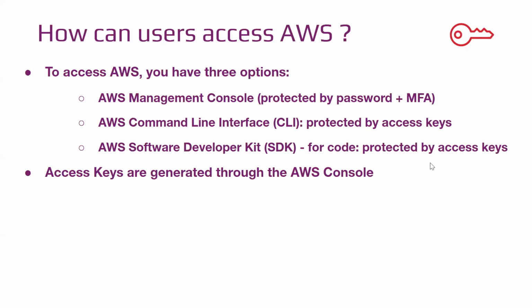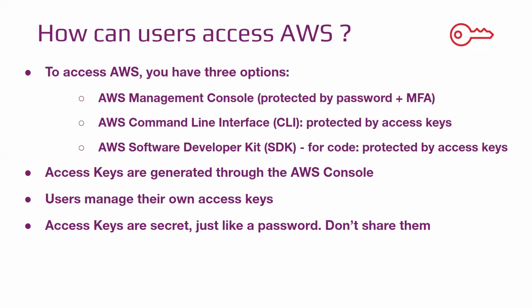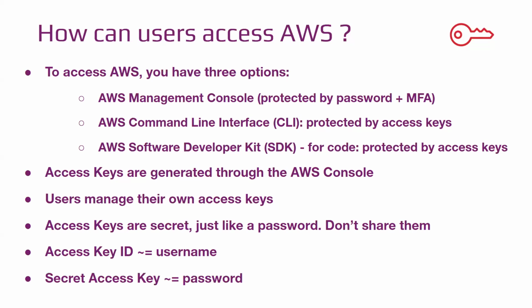Access keys are generated through the AWS console. We can create the access keys from the AWS console, right? Users manage their own access keys. Access keys are secret, just like a password, don't share them. Access keys are very secret because once you share them, others are able to log in to your account. Access key is like the username, and secret key is the password.